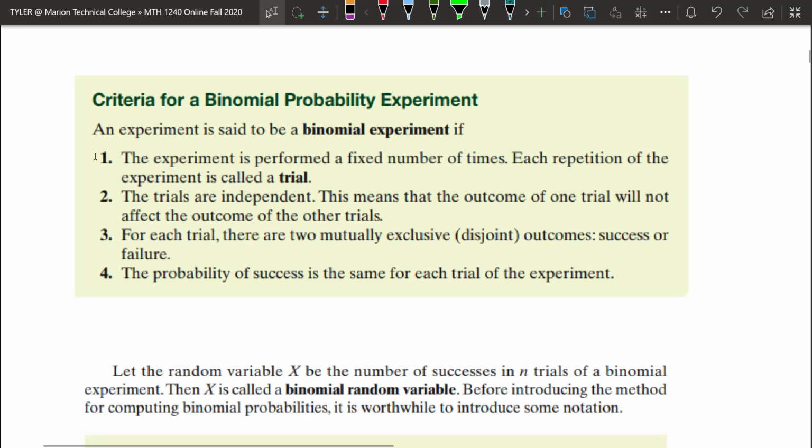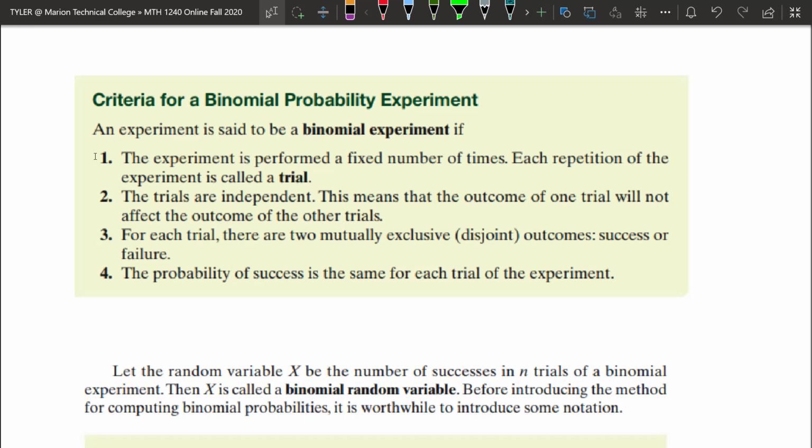There are 4 criteria. The first is that the experiment must be performed a fixed number of times. Each repetition of the experiment we call a trial. Number 2, each trial has to be independent. That means that the outcome of one trial won't affect the outcome of the other trials.